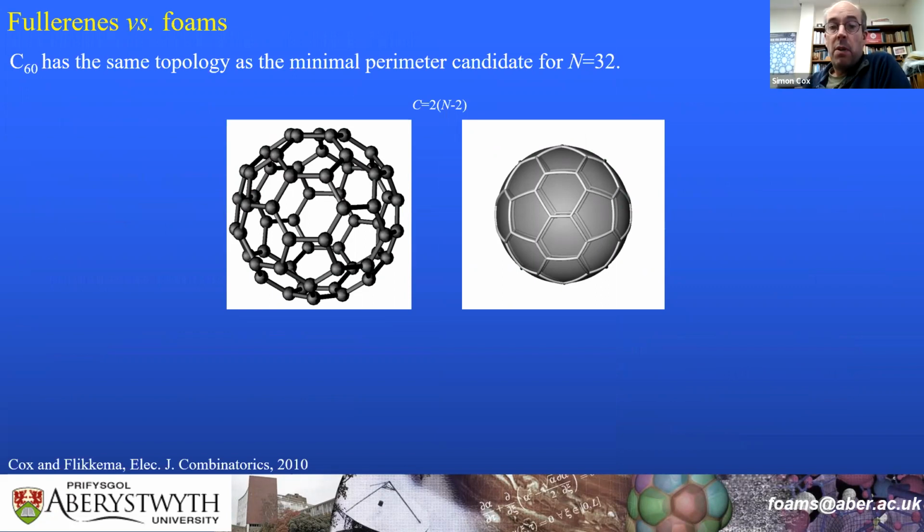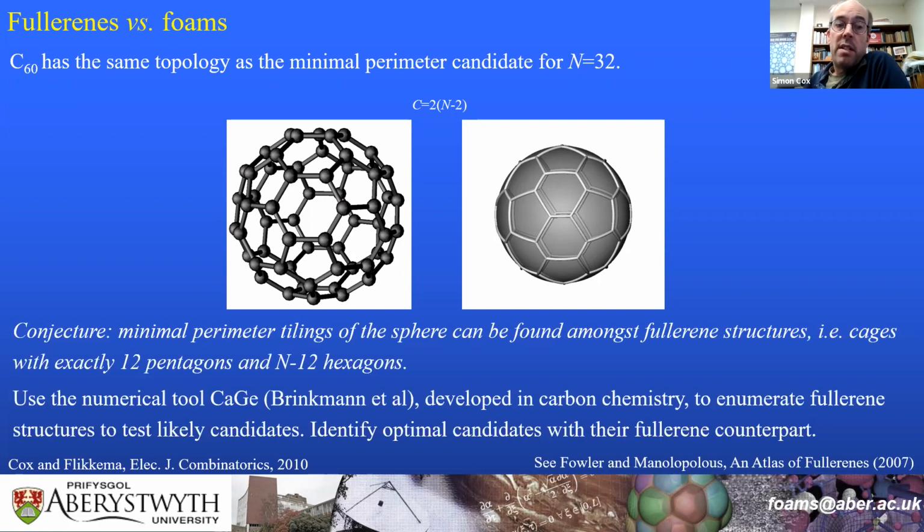Of course, the most wonderful example is carbon-60, and the link between the number of carbon atoms and the number of faces is shown there: C equals 2 times n minus 2. And so the conjecture is that minimal perimeter tilings of the sphere are all fullerenes. I was introduced to this numerical tool CAGE from carbon chemistry, which allows you to enumerate all possible fullerenes. I didn't know that there was more than one fullerene for each n, and to see which of them has the least perimeter.